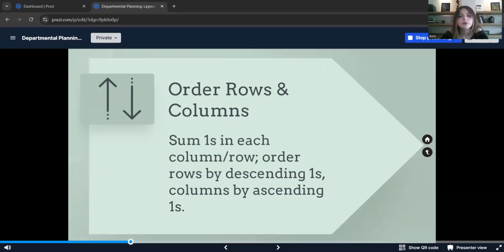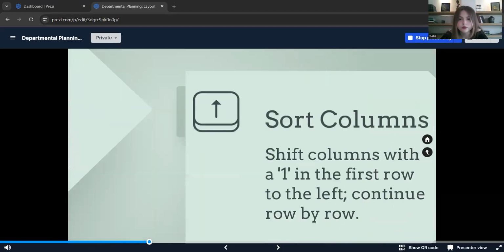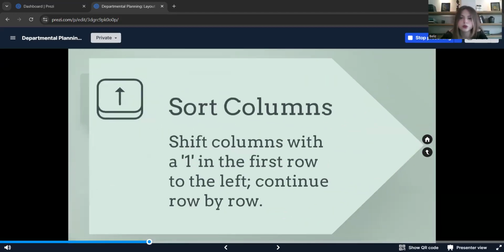Step 1, sum the ones in each column and each row. Order rows by ascending number of ones. Order columns by ascending number of ones. This prepares the matrix.